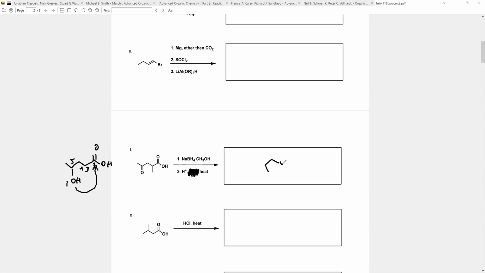So we make a 5-membered ring here, form the ester, and then there's like a methyl here, I think. Yeah. So cool. All right. Oh, and the methyl here.